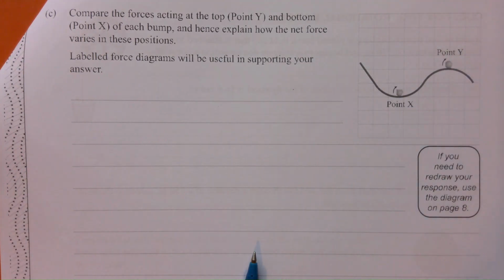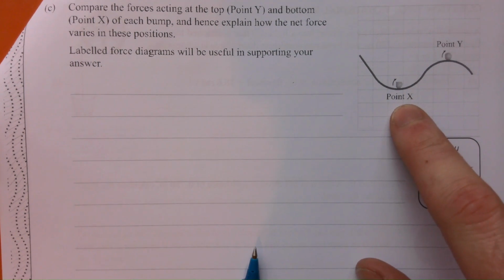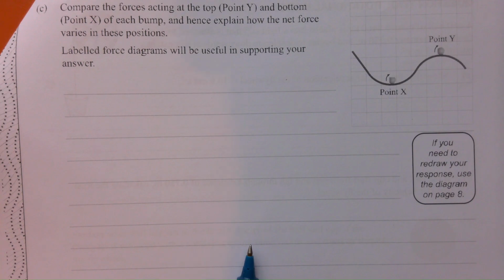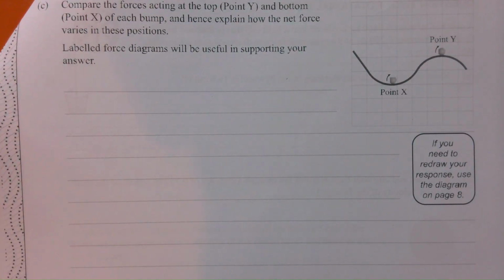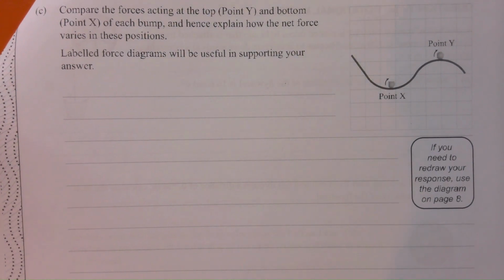Okay, so now we're on to question C, or part C. We are told to compare the forces acting at the top, which was point Y on that diagram, and the bottom, which is point X of that diagram as well, just here. And we're going to explain how the net force varies in these positions. Labelled force diagrams will be useful in supporting your answer, which is code for try and draw labelled force diagrams. They should really help you explain what you're saying.